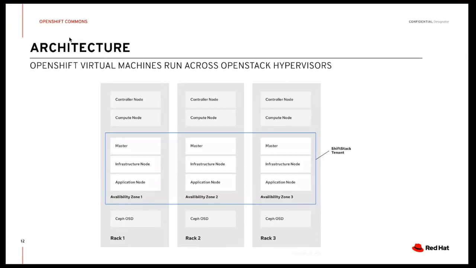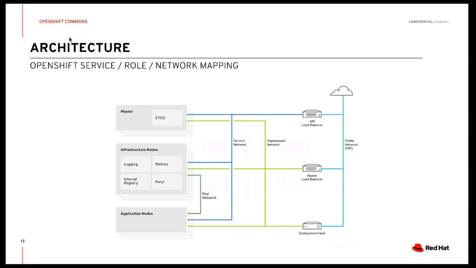The last thing I'll mention is that I already mentioned this, but we rely on Ceph heavily in this reference architecture. So we expect you to have Ceph as the storage backend. Drilling down a bit further into the architecture, this diagram maps the OpenShift services to the OpenShift node roles and the networks that we deploy.